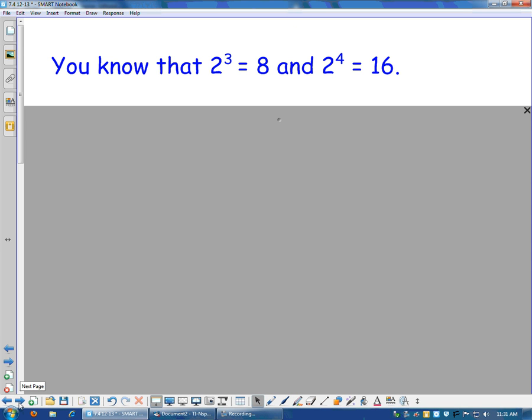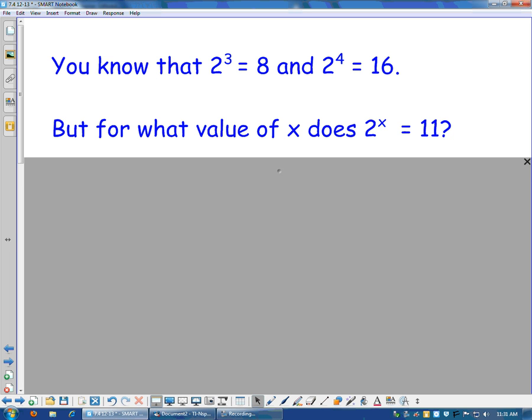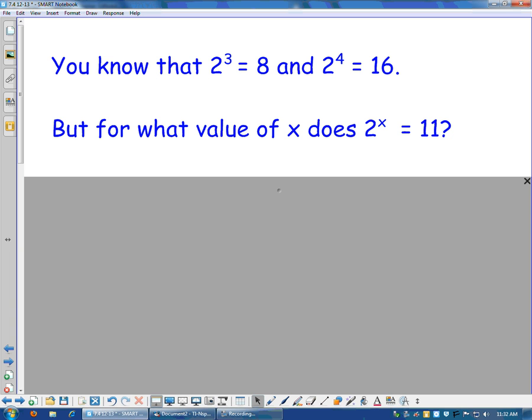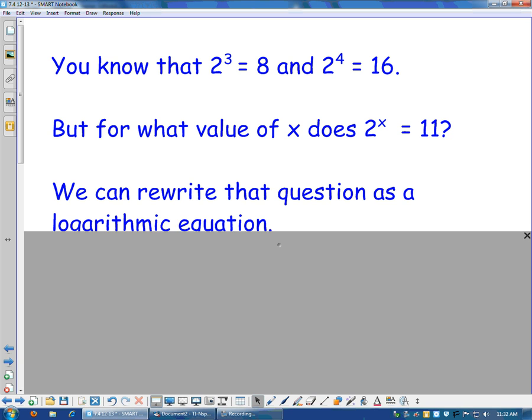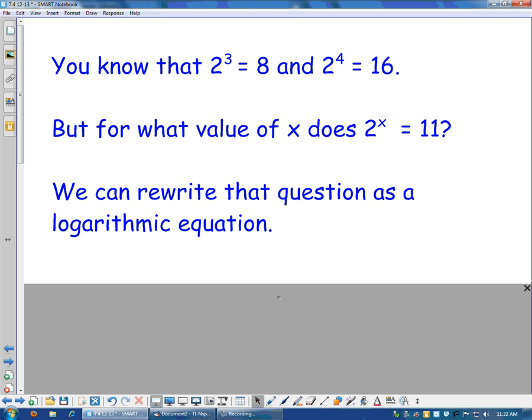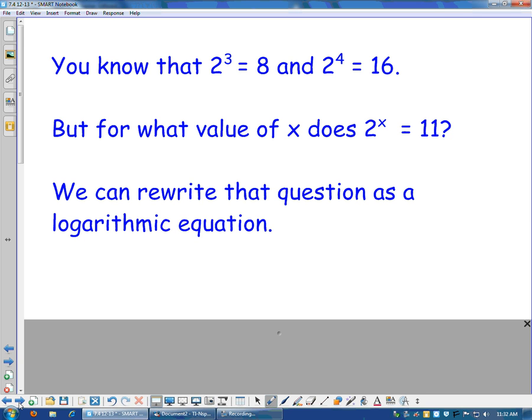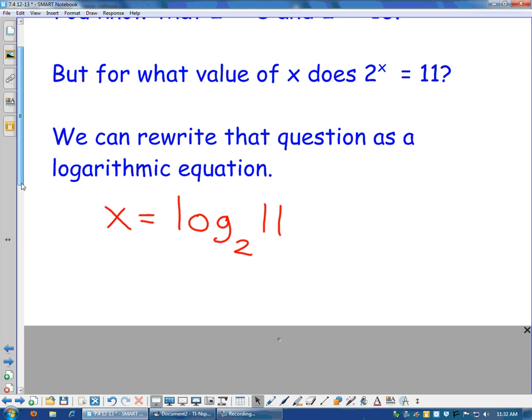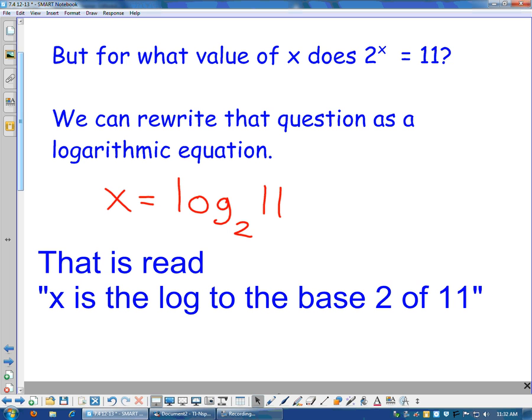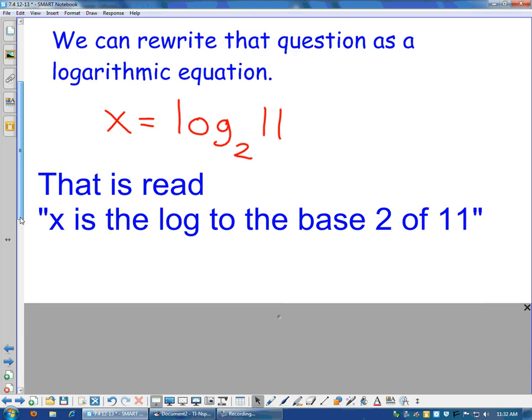All right, first of all, you know that 2 to the third is equal to 8, and 2 to the fourth is equal to 16. But for what value of x does 2 to the x equal 11? Well, we can write that question as a logarithmic equation, and we would write that like this. We would say x equals log to the base 2 of 11. And that is read, as I said, x is the log to the base 2 of 11.